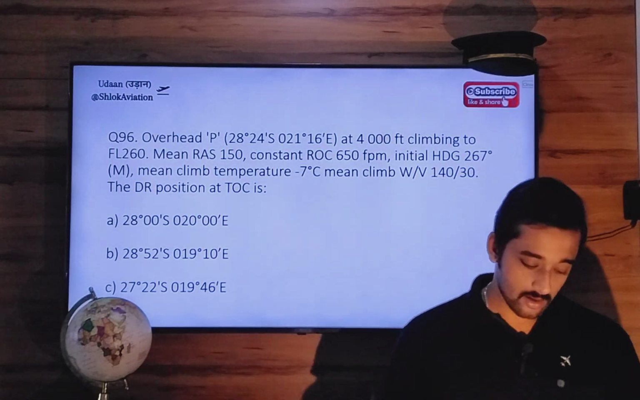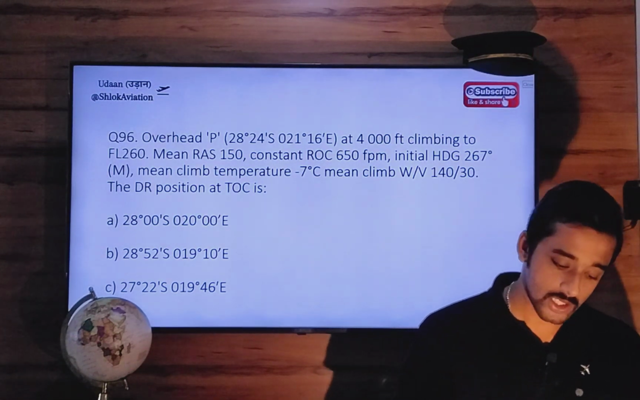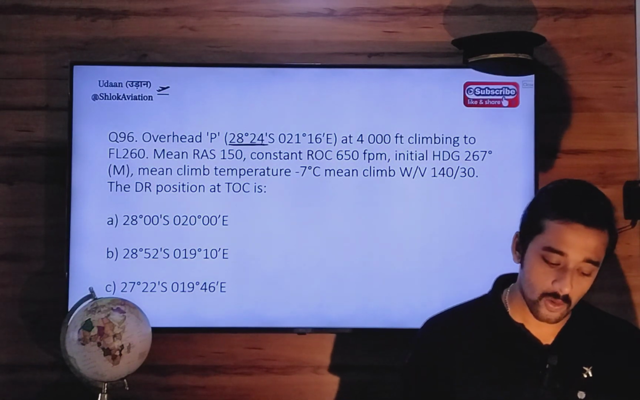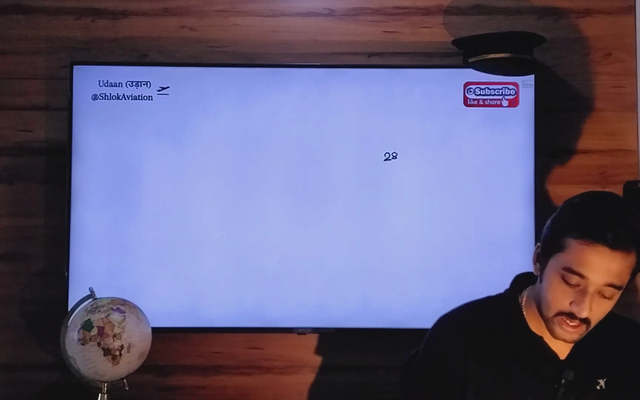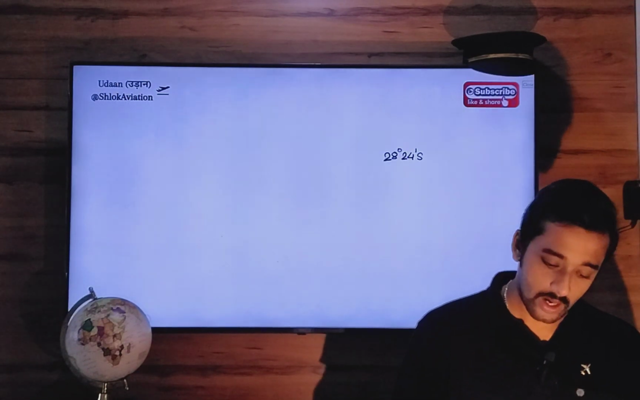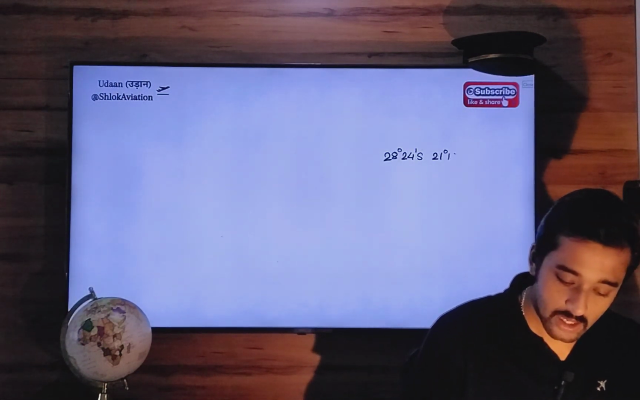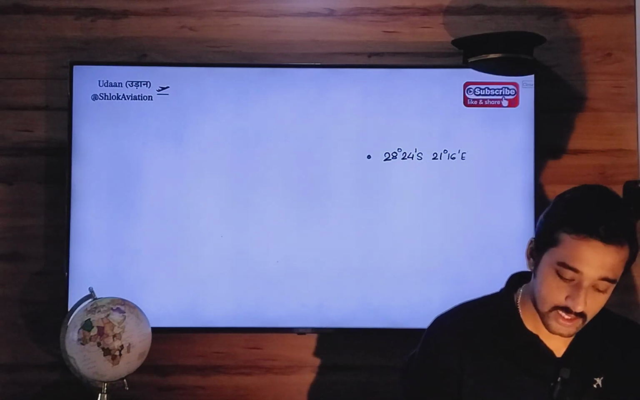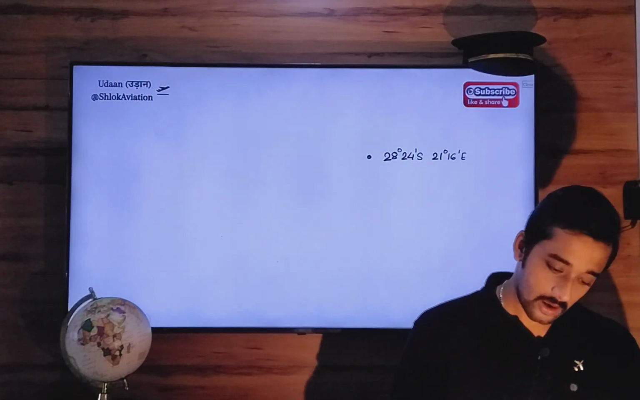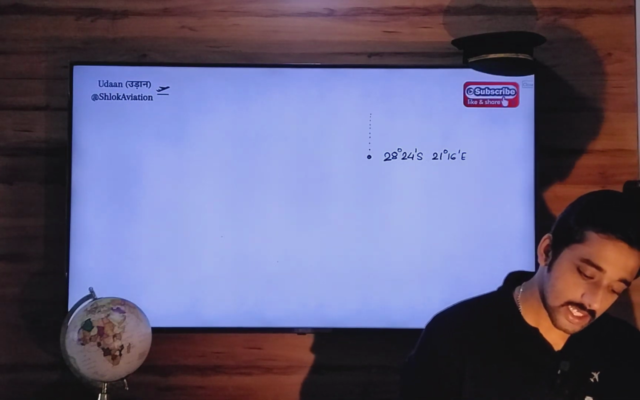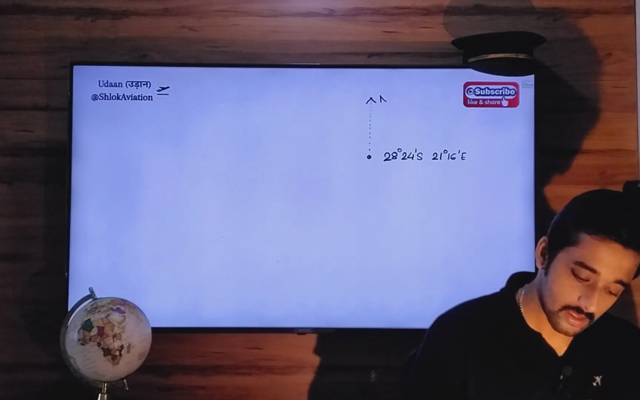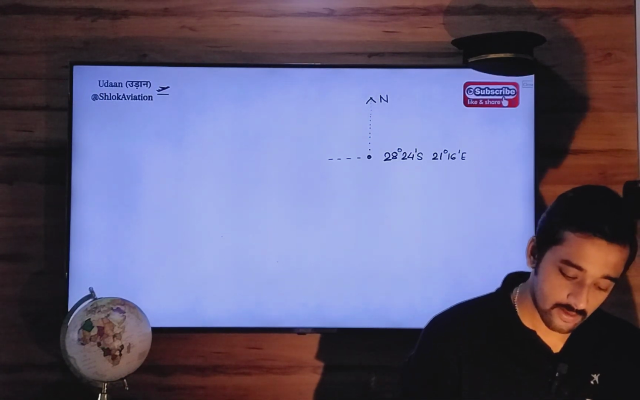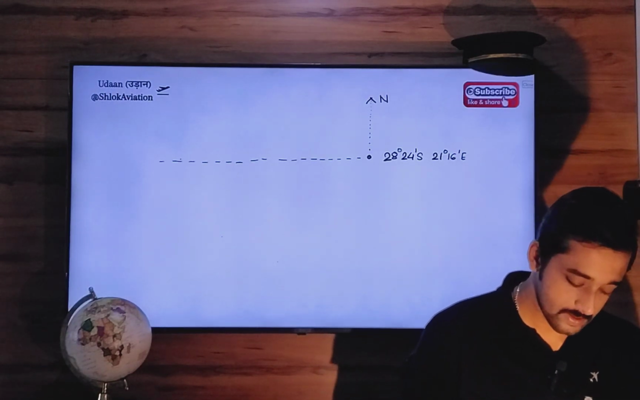top of climb, right? So let's plot this position given to us first. We have been given 28 degree 24 minutes south, 21 degree 16 minutes east, right? Let's say this is that position. Now let's consider this your north datum. This becomes your 270 direction, westerly direction.